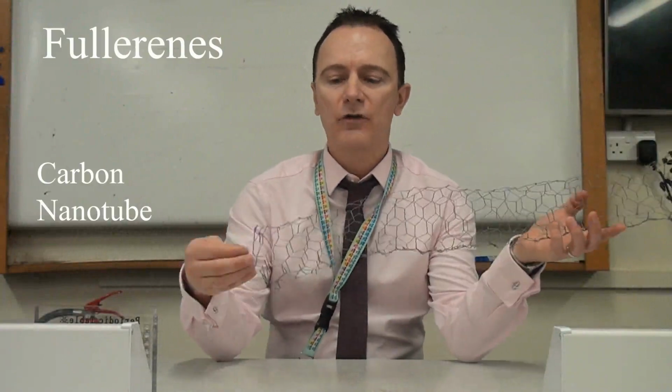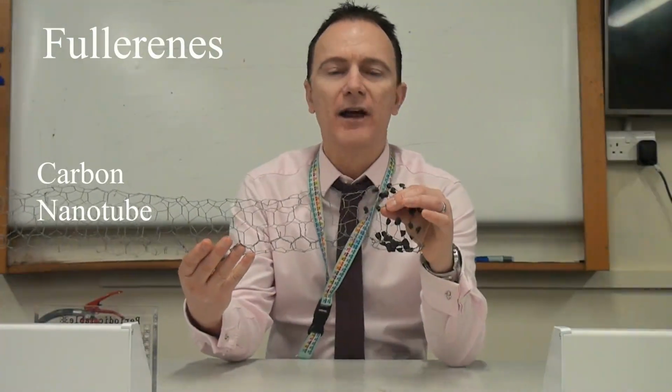Here's another example of a fullerene, which is a hollow structure made out of carbon atoms. And with this plasticine, I've tried to show the carbon atoms at this end. This is called a nanotube. And the nano part of the name tells us it's very small. In fact, it's only between 1 and 100 nanometers in size.